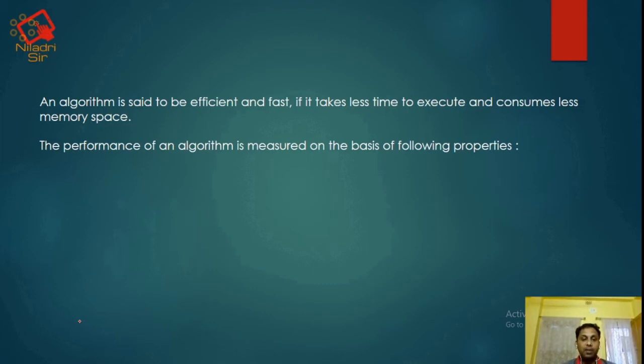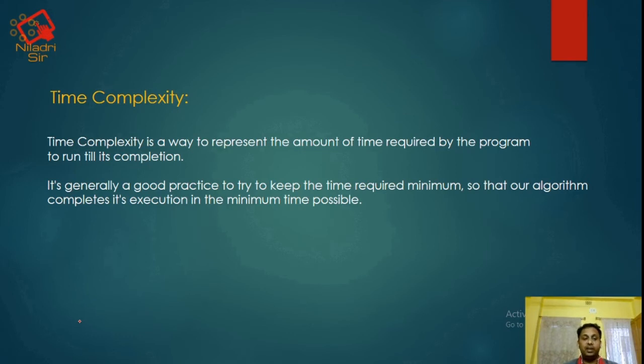Next, the performance of an algorithm is measured on the basis of the following properties. What are the properties? First one is time complexity. Second one is space complexity. Now, what is time complexity? As I told, time complexity is basically a way to represent the amount of time required by the program to run till its completion.